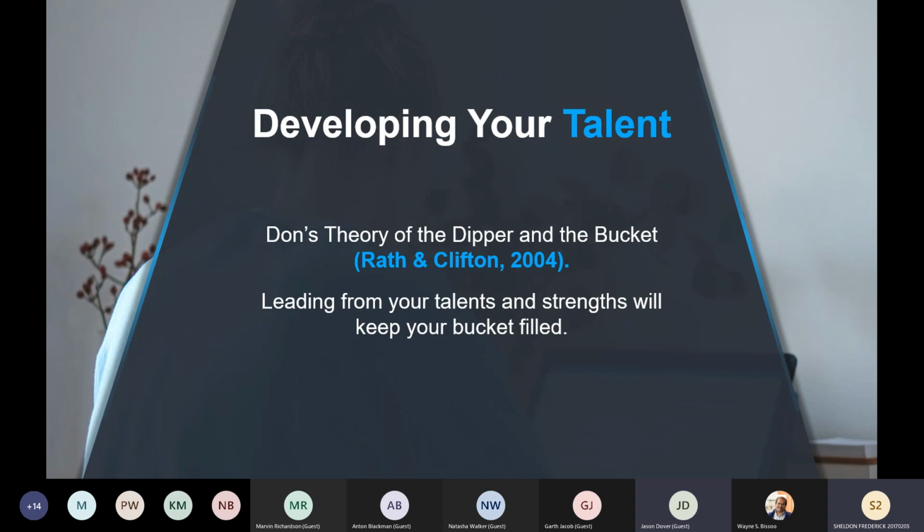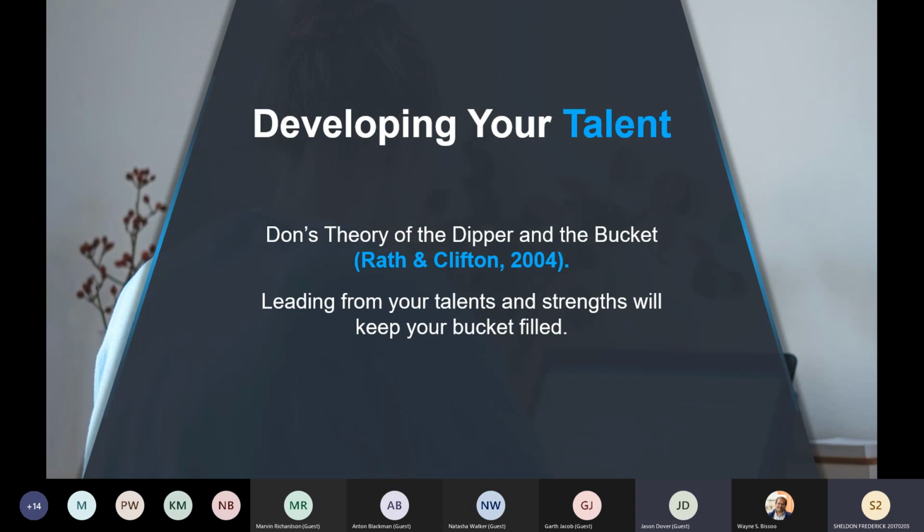This is a simple yet powerful theory you can use to guide your daily actions and interactions. Dunn's theory of the dipper and the bucket. Imagine that everyone has an invisible bucket that you can get filled or emptied on a regular basis by an invisible dipper. When your bucket gets emptied, you experience negative feelings such as depression, disappointment, and discouragement. When your bucket gets filled, you experience positive feelings like confidence, encouragement, and contentment.